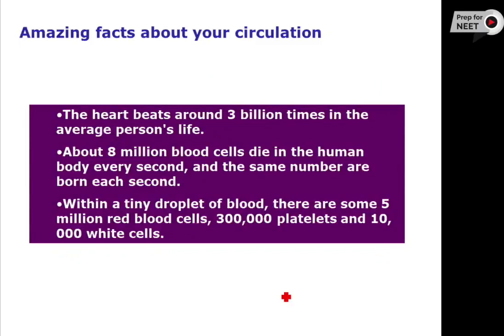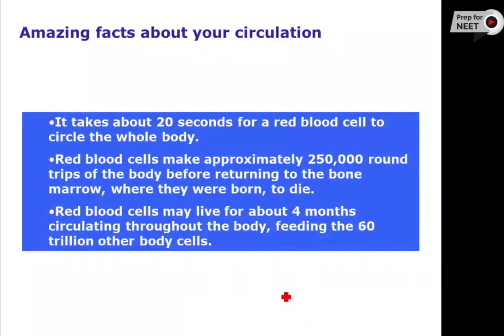Now these are some amazing facts about the circulatory system. The heart beats around 3 billion times in the average person's life. About 8 million blood cells die in the human body every second, and the same number are produced every second. In a tiny droplet of blood, there are some 5 million red blood cells, 3 lakh platelets, and 10,000 white blood cells. It takes about 20 seconds for the RBC to circle the whole body.